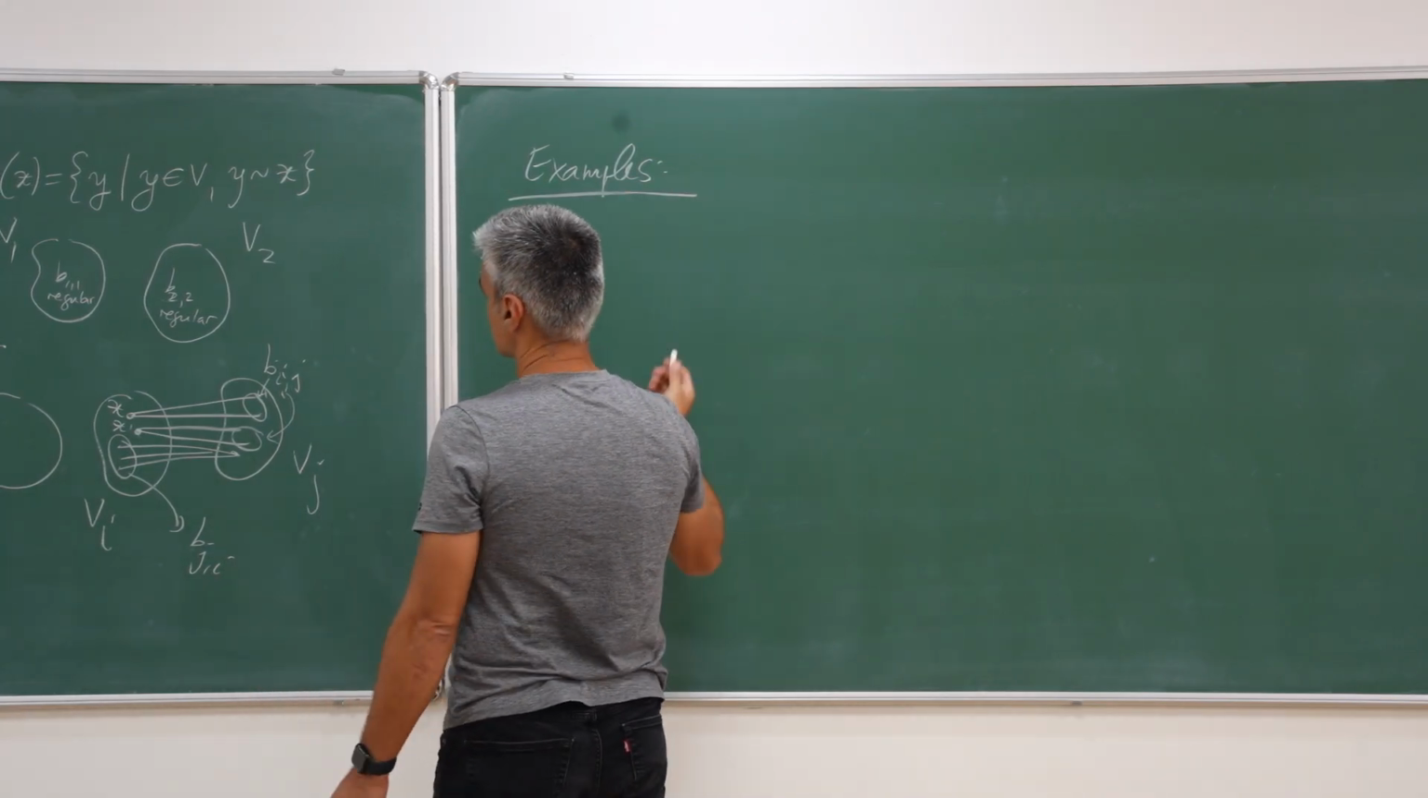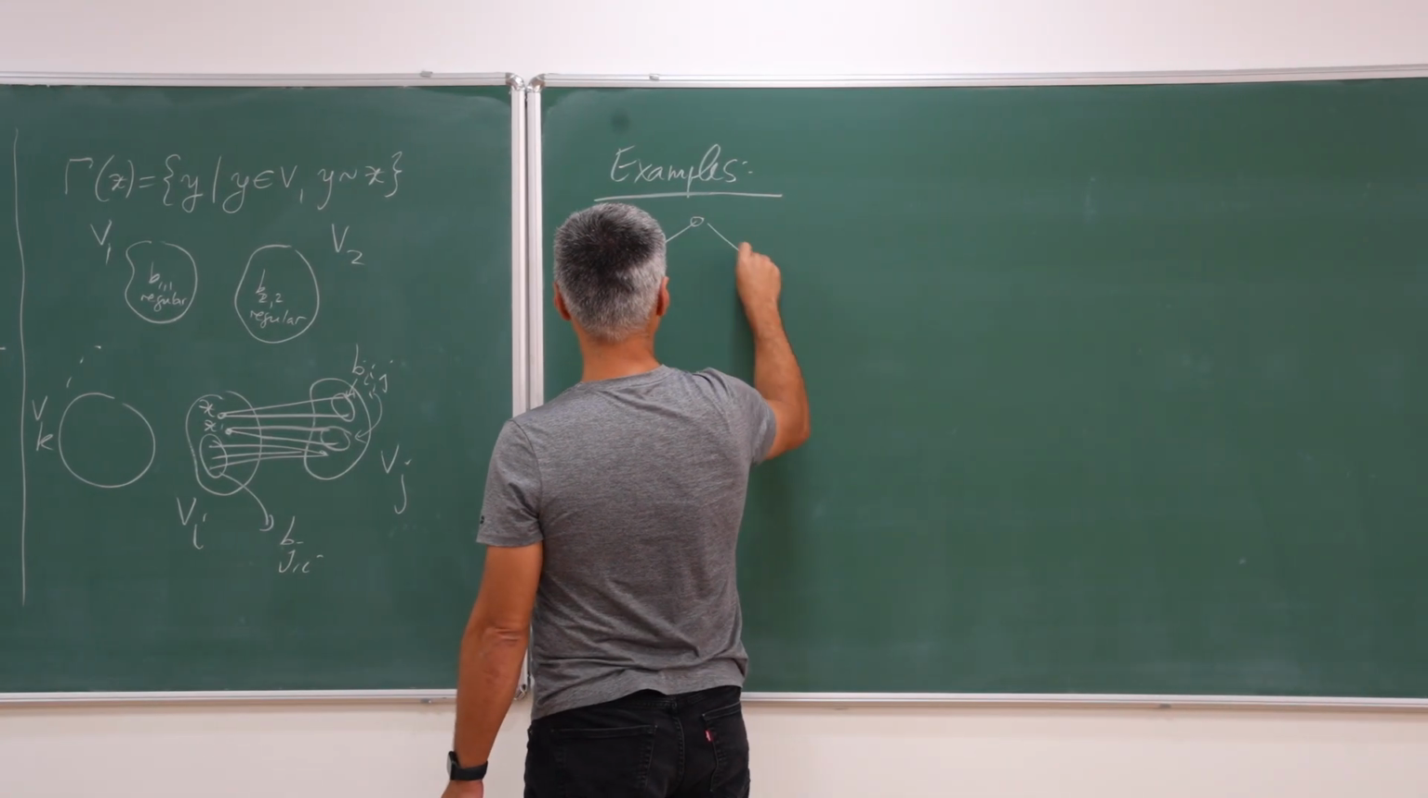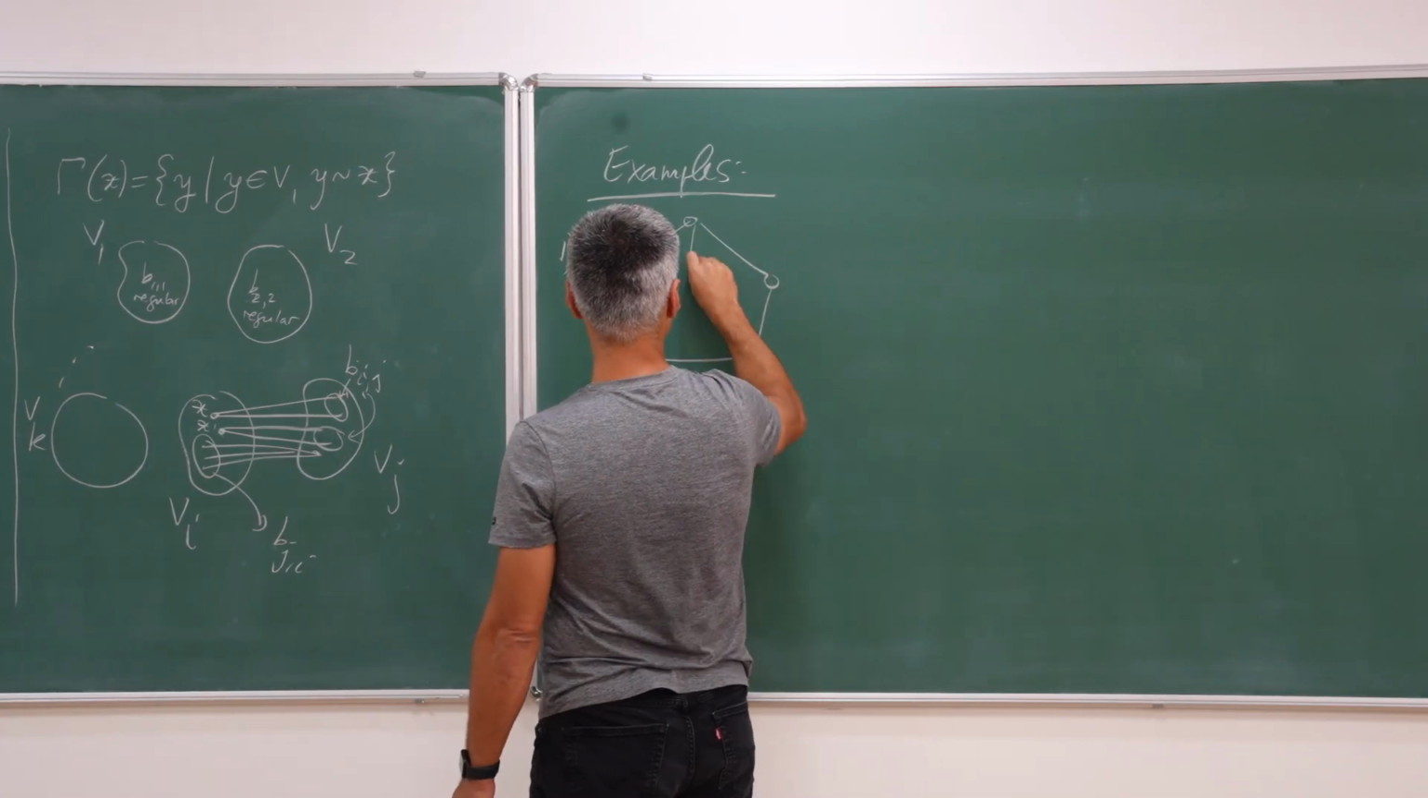Okay. So, everybody's favorite example, the Petersen graph.